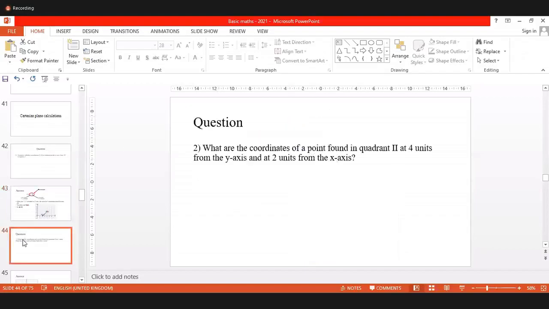Please consider this question. What are the coordinates of a point found in quadrant 2 at 4 units from the y-axis and at 2 units from the x-axis? Did you understand or not? Difficult? Understood, sir. Yes, please take this question and try to work it out, right? I will give you 2 minutes.